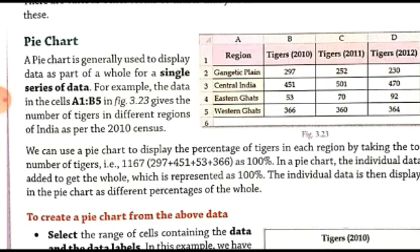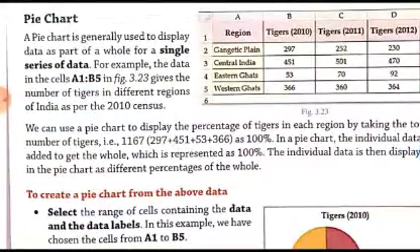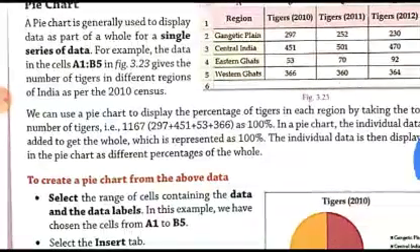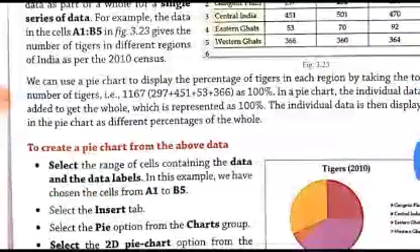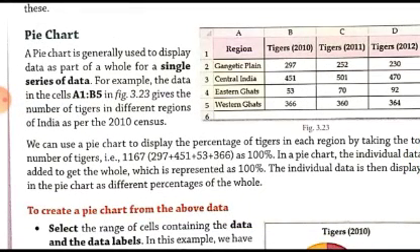So for creating the first pie chart, we will first select the cell range from A1 to B5, because in this range we have the data for the different regions, as well as the number of tigers in the year 2010 in all these regions. Here we take one series of data at a single time, shown in the cells from B2 to B5. We select A1 to B5 because it will have the names of the regions and the data for each region in the year 2010.